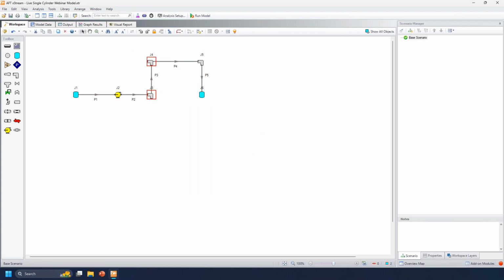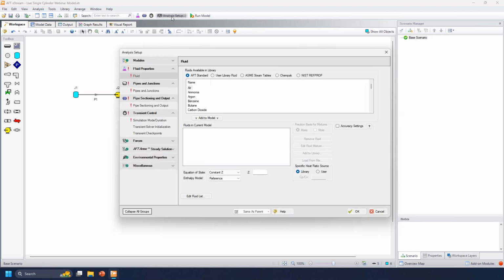And then these bends here, we can just fix auto rotate. We do the same for this label here. Okay. Now we should choose the gas. We're just going to be using AFT standard air.